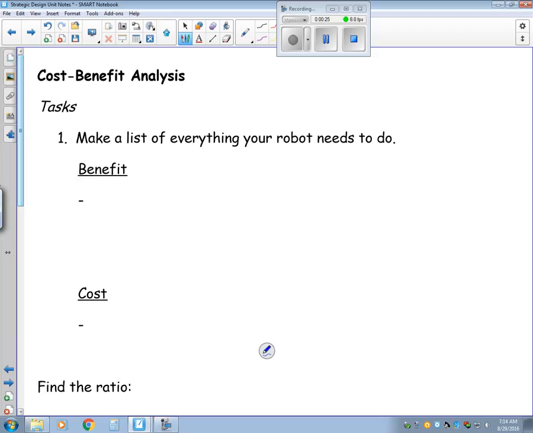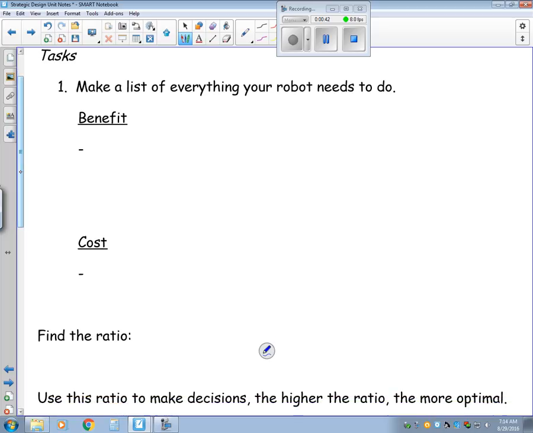So a task is something that your robot needs to do. I want you to make a list of everything your robot needs to do. Maybe it needs to lift itself off the ground. Maybe it needs to throw an object a certain distance. But you need to make a list of all the tasks that it needs to do. And I'm thinking 2 or 3 tasks at least. All right, next you need to do the benefit. So for each task, give it a rating between 1 and 100.